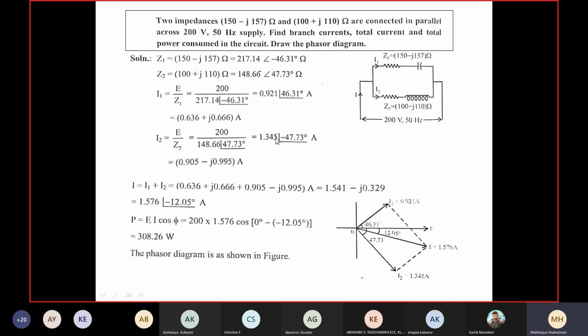Similarly, vector I2, 1.345 at minus 47, below this axis. Correct? Can you see here? Then take the resultant of these two, the parallelogram of forces, you just join them. That resultant is the total current I. You know it, we have added already. Mathematically you have done it. What is the answer for that? 1.576 angle minus 12.05. It means the resultant vector is below the reference axis by an angle 12.05. This is the vector diagram.